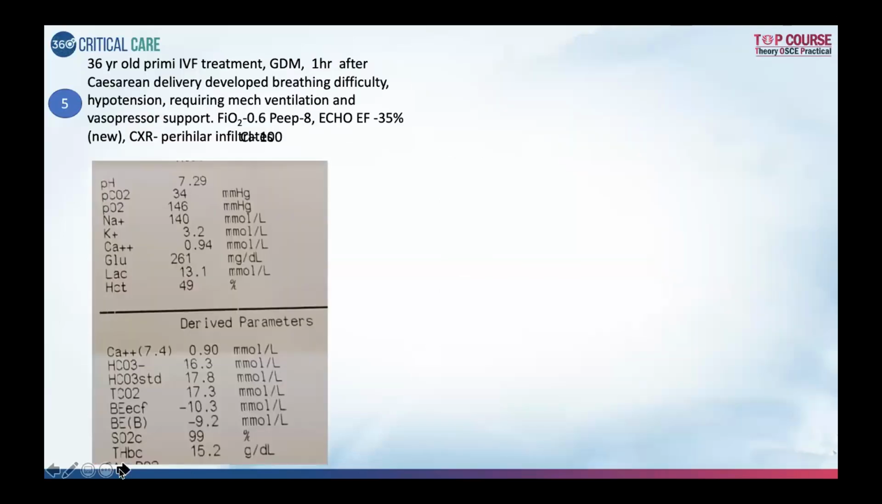Next ABG: a 36-year-old, primary IVF treatment, gestational diabetes mellitus, 1 hour post cesarean delivery, developed breathing difficulty and hypotension, requiring mechanical ventilation and vasopressor support.